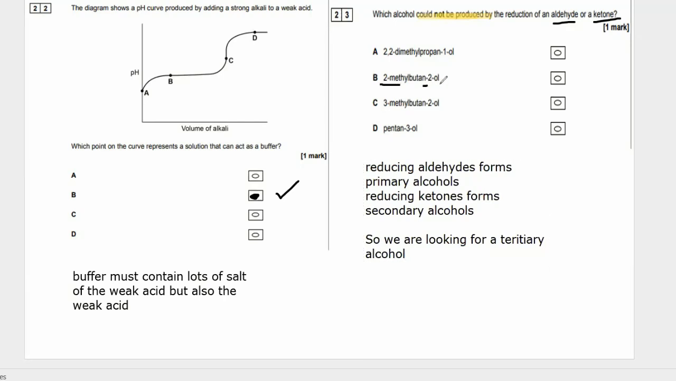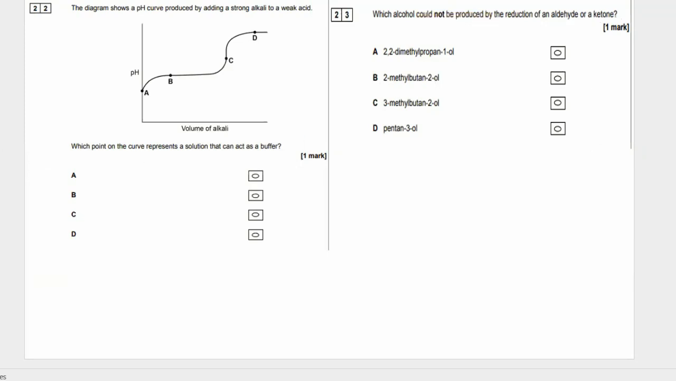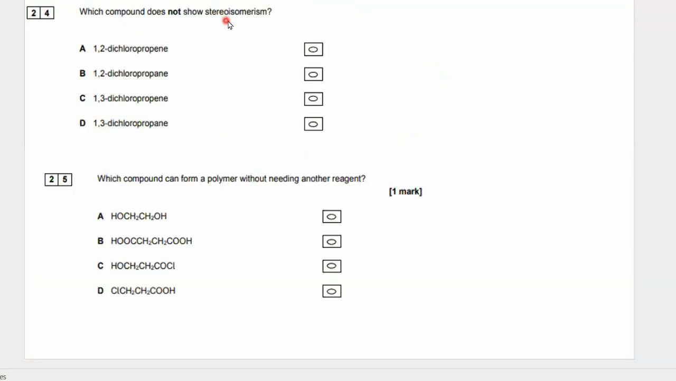So straight away, you should be able to spot B is going to be the tertiary alcohol, because it's got a methyl group and a hydroxide group, an alcohol group, coming off the same carbon, which means it's going to have no hydrogens attached to the carbon in the middle there. That is a tertiary alcohol. The carbon the hydroxide group is attached to has no hydrogens attached. Tertiary alcohol: that cannot be formed by reduction of aldehydes or ketones.